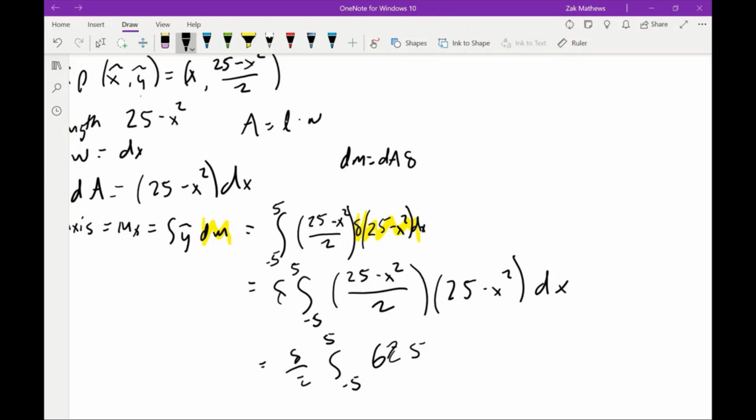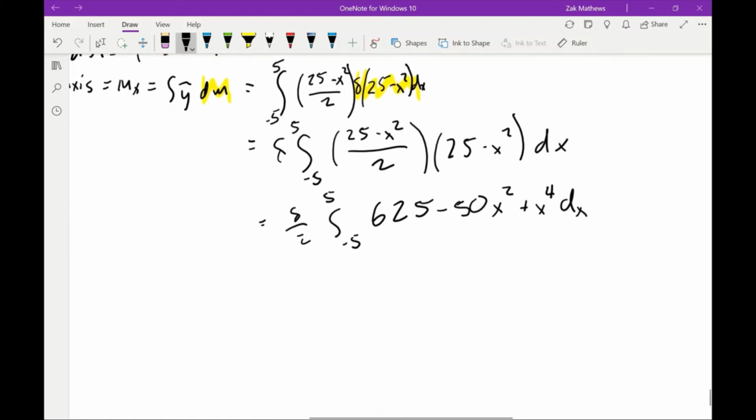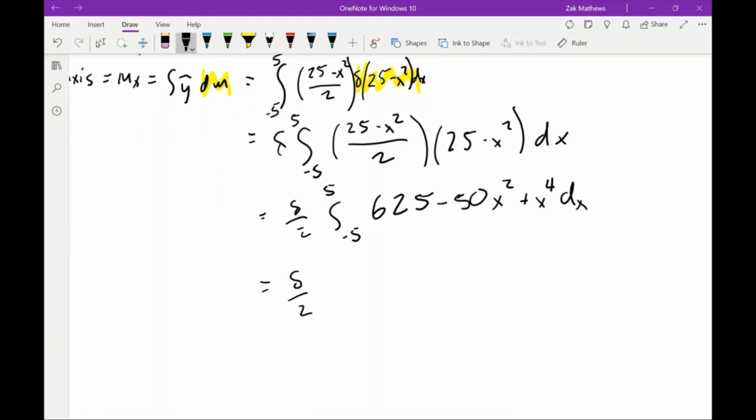625. Let me just rewrite that. It's really ugly. 625. 25 times negative x is negative 25x, and then we have to double it, negative 50x, and it's really x squared. Then we have x squared times x squared, which gives us x to the 4th. So we'll have delta over 2, negative 5 to 5. And really we can just go ahead and integrate this at this point. So we're going to have 625x minus 50 over 3 x cubed plus x to the 5th over 5. And we're integrating from negative 5 to 5.